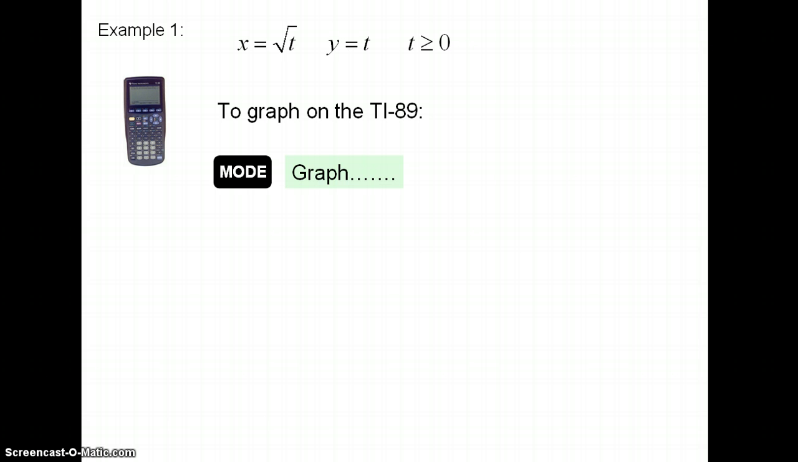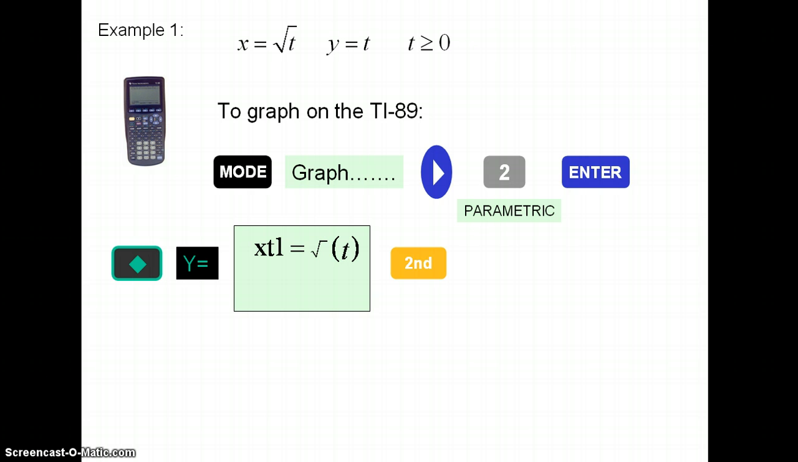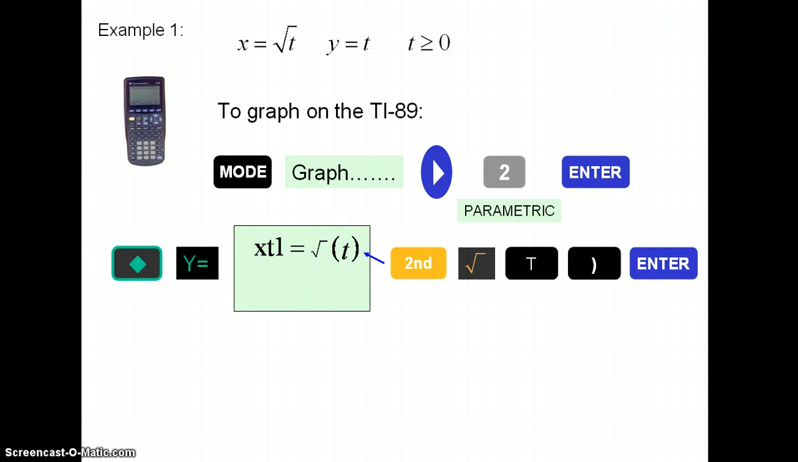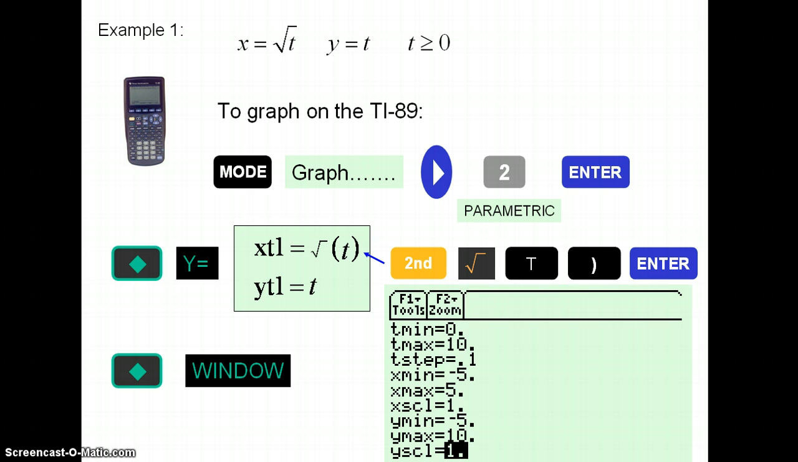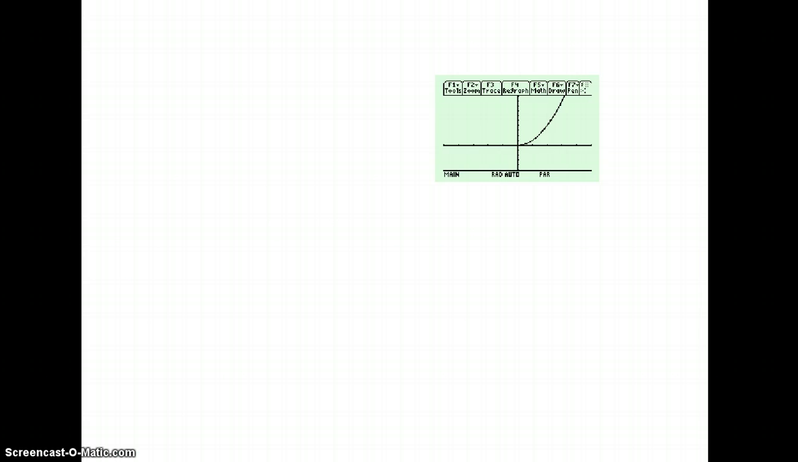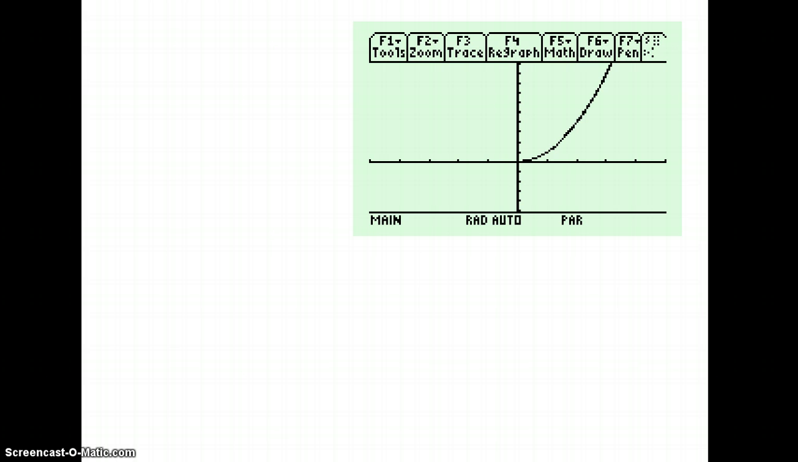Okay, we'll go to our mode, and we want to go to graph. We want to make sure we're in parametric. Put in our x of t1, square root of t. Follow our button strokes. Set up your window to the appropriate window. Hit graph, and we will come up with this graph of one half of a parabola, it looks like.